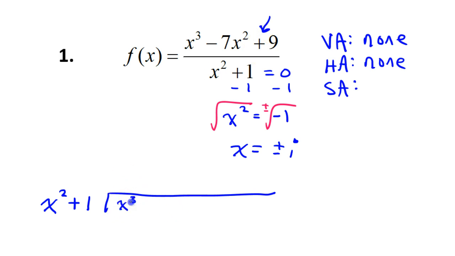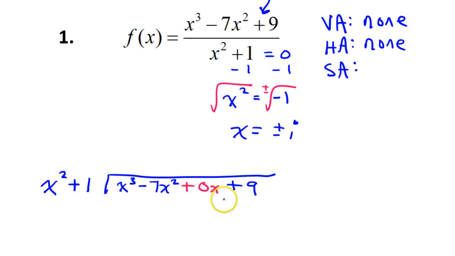So I have x to the third power minus 7x squared. Here comes the 0 term. I'm going to show it in pink. So 0x, and then plus 9. Okay, once we do this, the slant asymptote should be the quotient that will appear right here. The slant asymptote does not include any remainder, so just ignore that.